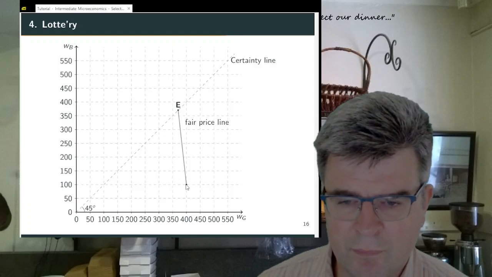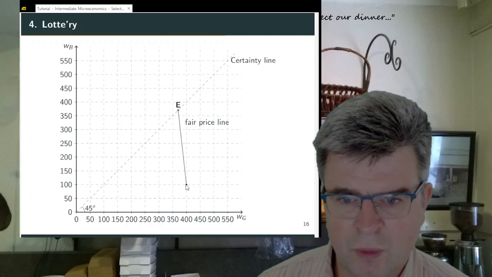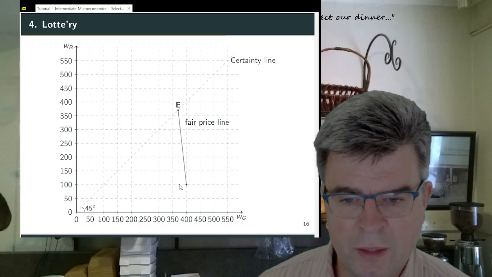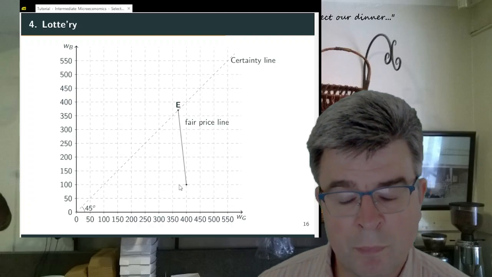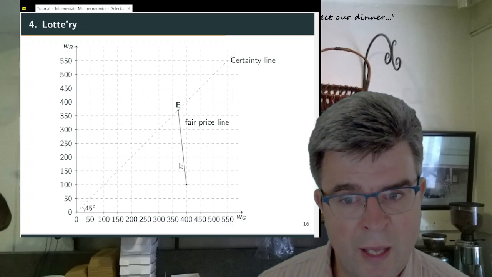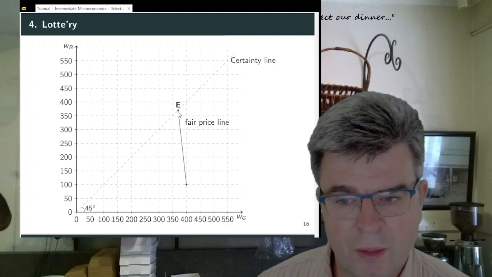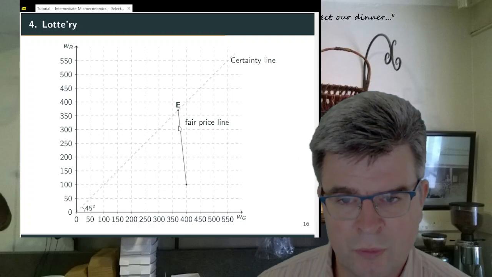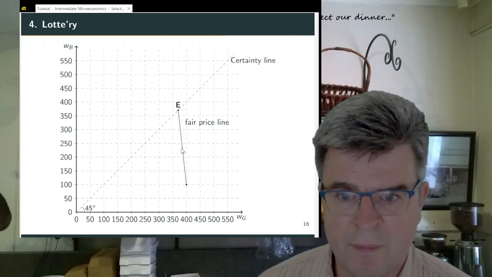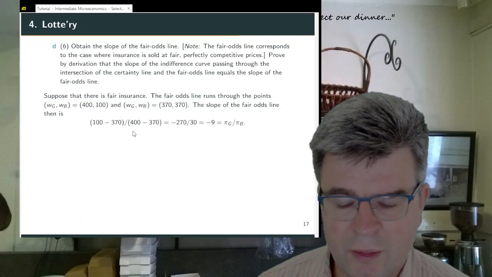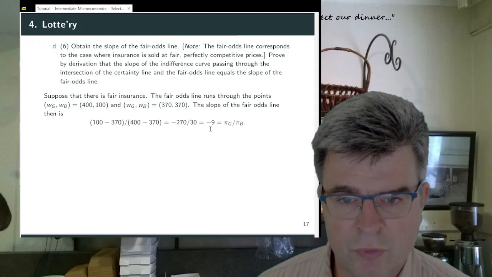So you can see it as follows. I need to give up 30 in the good state of the world. I move from 400 to 370 in order to get 270 more in the bad state of the world. So not 100, but also 370. So that's the slope. So this is what I divide in order to get the slope of the function.